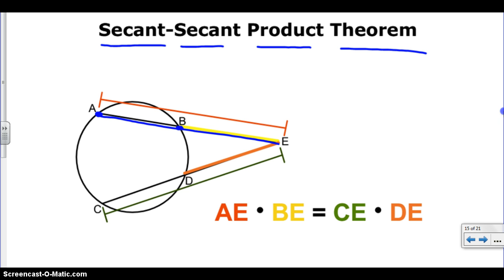The theorem is simple. It's the whole piece times the smaller piece that's outside the circle. And then same thing for the second part. You see it's CE, which is the whole piece, times the smaller piece that's on the outside of the circle. In this case, it's DE. So there you go. That's our theorem.